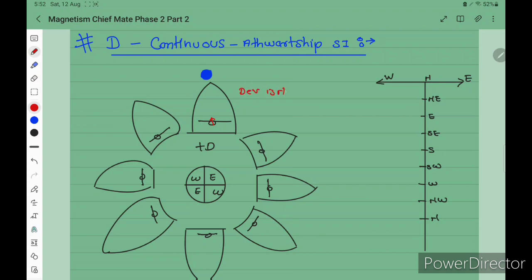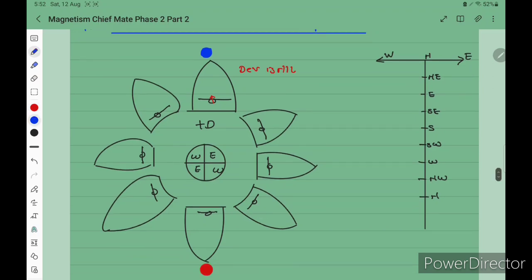Deviation is nil. Here it will acquire the line of force leaving on the earth. It is leaving from the red, entering from the blue. So here it will acquire the blue pole here, correct? Blue pole here, blue here. It will not acquire on the southerly heading. Again it will be blue here, blue here, red. Leaving red, okay.